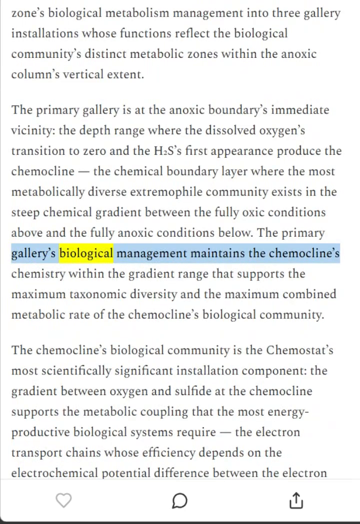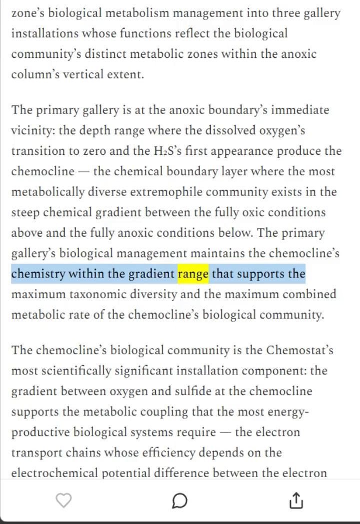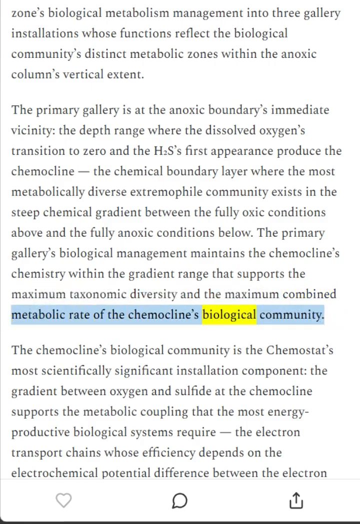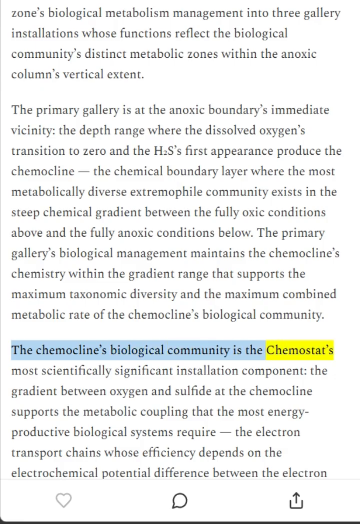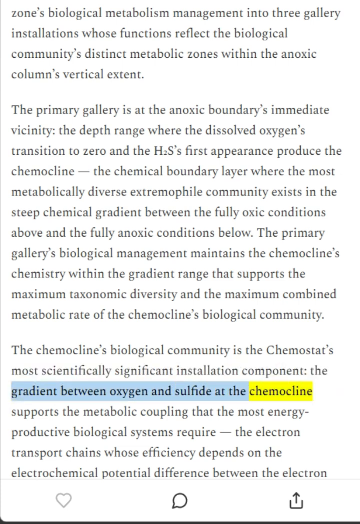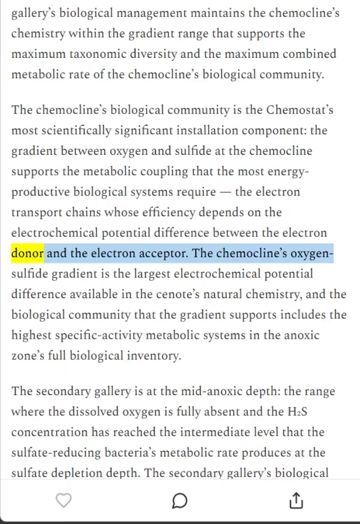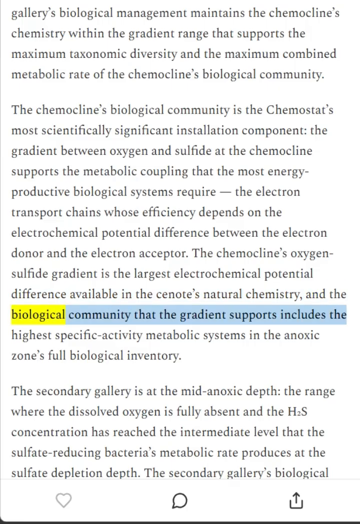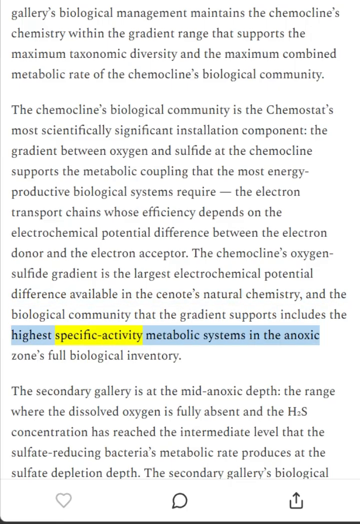The primary gallery's biological management maintains the chemocline's chemistry within the gradient range that supports the maximum taxonomic diversity and the maximum combined metabolic rate of the chemocline's biological community. The chemocline's biological community is the chemostat's most scientifically significant installation component. The gradient between oxygen and sulfide at the chemocline supports the metabolic coupling that the most energy-productive biological systems require: the electron transport chains whose efficiency depends on the electrochemical potential difference between the electron donor and the electron acceptor. The chemocline's oxygen-sulfide gradient is the largest electrochemical potential difference available in the cenote's natural chemistry, and the biological community that the gradient supports includes the highest specific activity metabolic systems in the anoxic zone's full biological inventory.